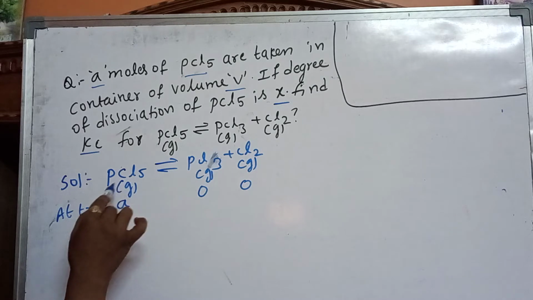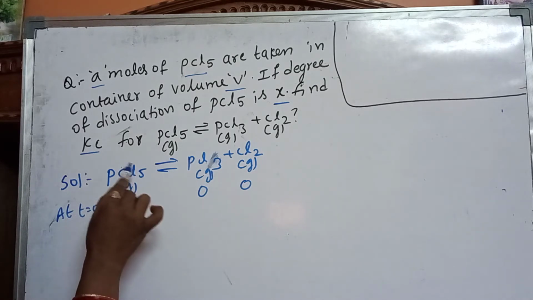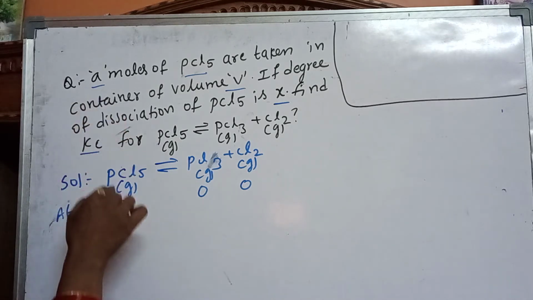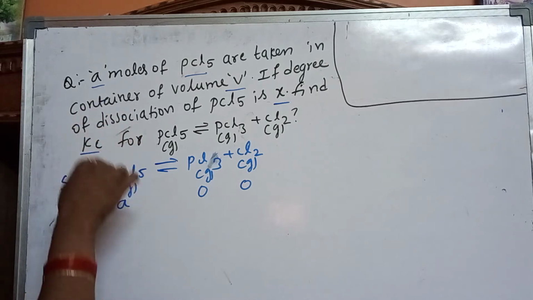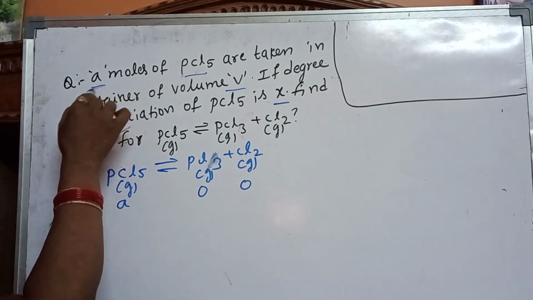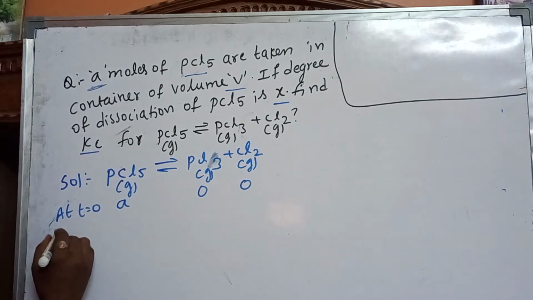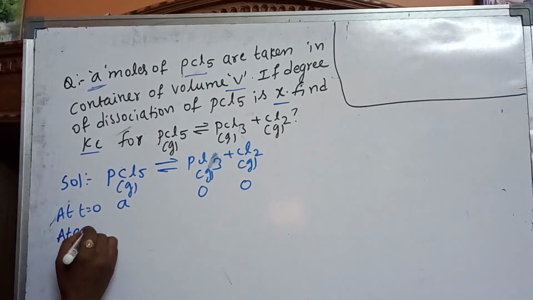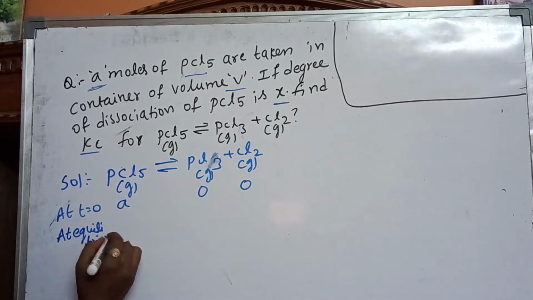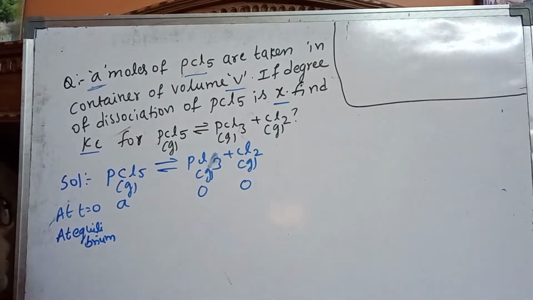And in this reaction, which one is the reactant? PCl5. The number of moles of PCl5 given in the problem is how much? A moles. So we take A. Then at equilibrium, to calculate, see, the degree of dissociation is given.